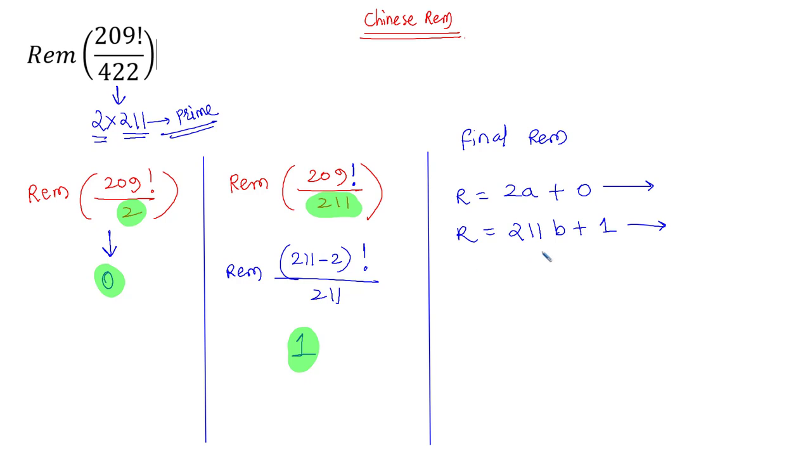If I put b equal to 0, the value of the remainder is 1, but it is not an even number. If I put b equal to 1, it is 211 plus 1, 212. Yes, 212 is an even number. The smallest possible number which satisfies both conditions is 212. So the final remainder is going to be 212.